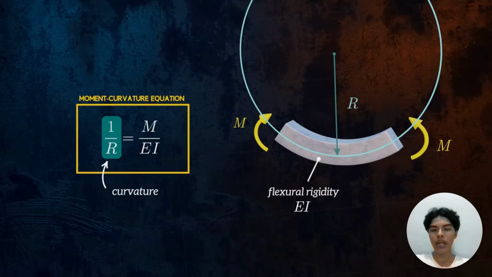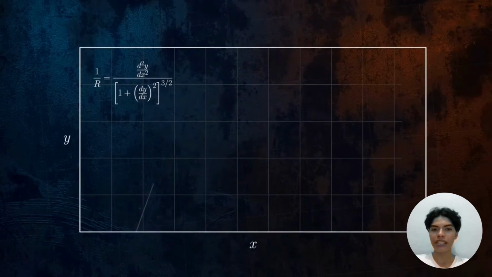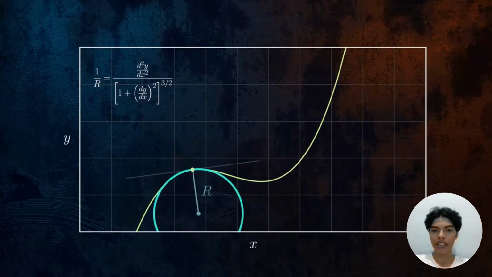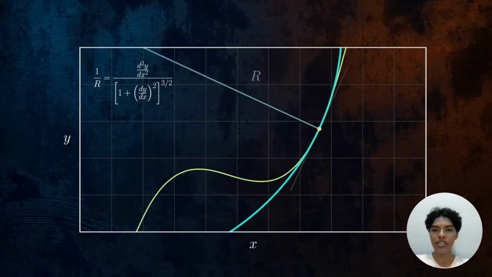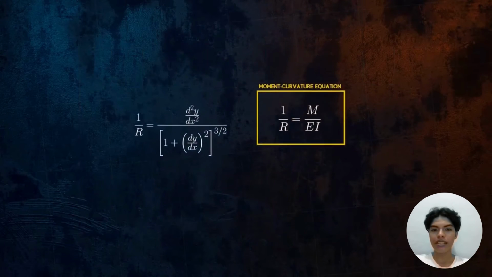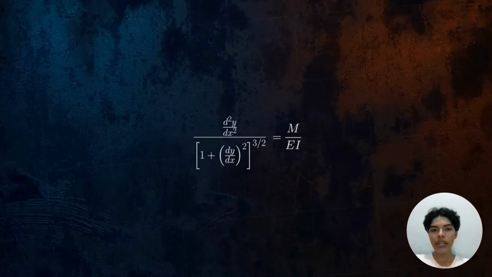The moment curvature equation is the first step toward being able to calculate deflection of the beam, since it gives us information about how the beam will deform for an applied bending moment. It turns out that there's a mathematical equation that can be used to calculate the curvature at any point along a curve. We can combine it with the moment curvature equation to get an expression that relates the deflection of the beam and the bending moment along it. This equation is still quite complicated, so let's try to simplify it.